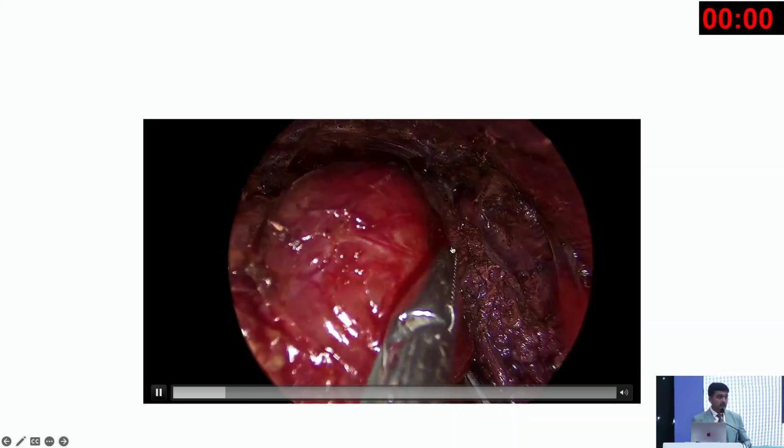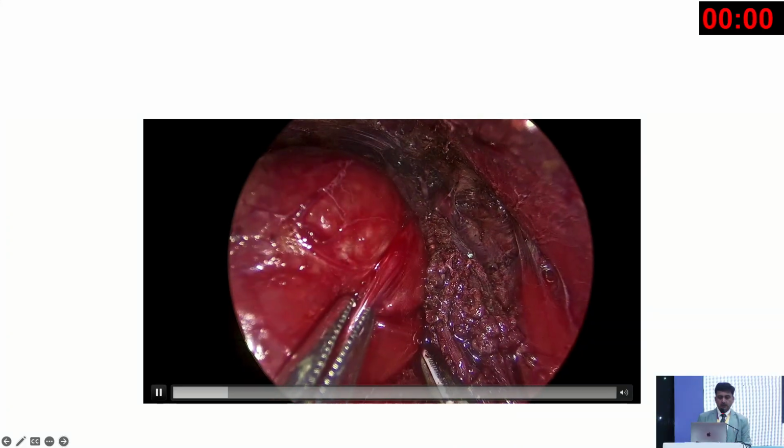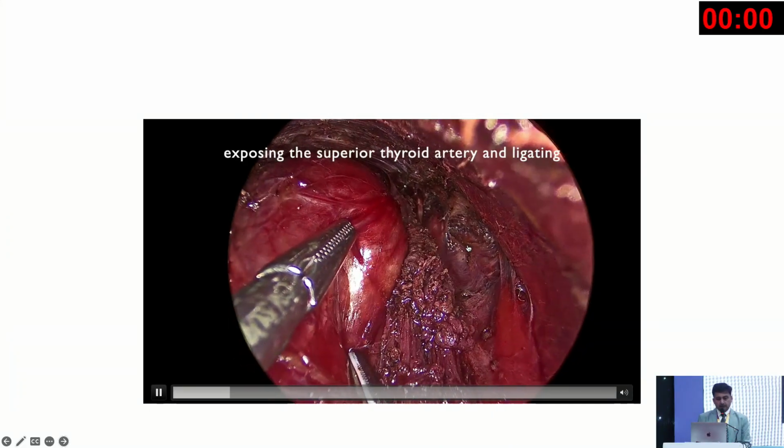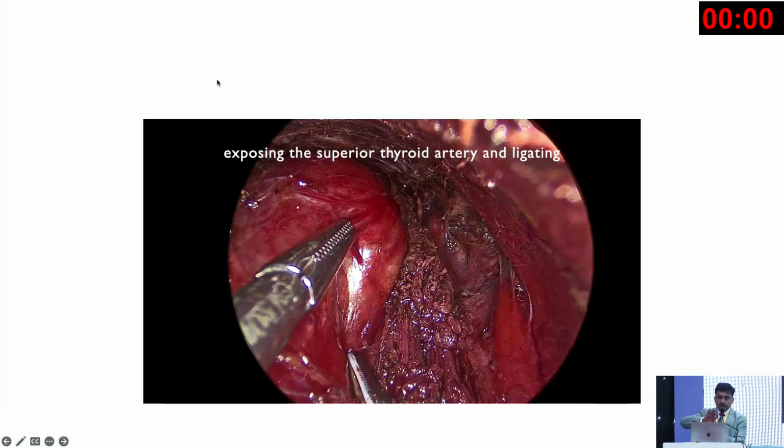Yeah, we are using an energy device, the harmonic scalpel. It is mandatory. Now identify the lobe. You deskeletonize the lobe of the strap muscles which are stretched over it, and you try to reach onto the lateral margin of the thyroid gland. Create a space in that lateral gutter so that you can work here. So this is what we are doing right now.